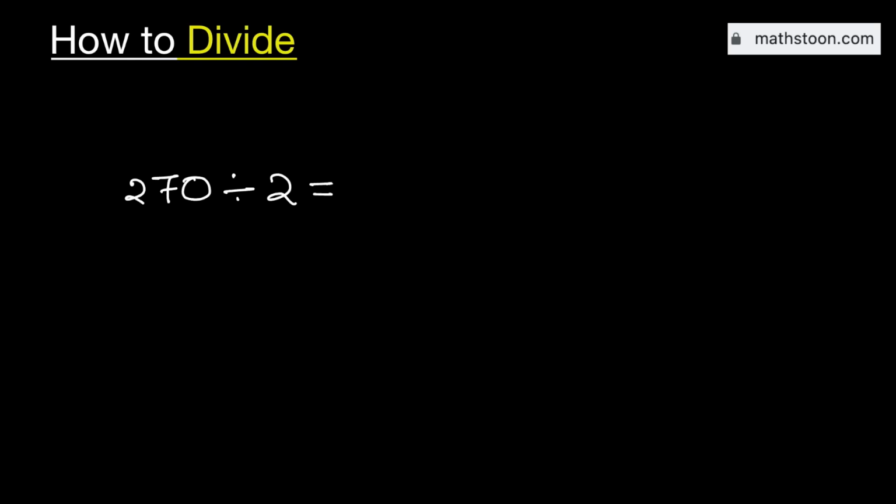Let's learn how to divide the number 270 by 2 using the long division method. Consider the first digit 2. We know that 2 times 1 is 2. Subtract, we get a 0. Now 0 is less than 2. That is why we will bring down this adjacent 7 here.